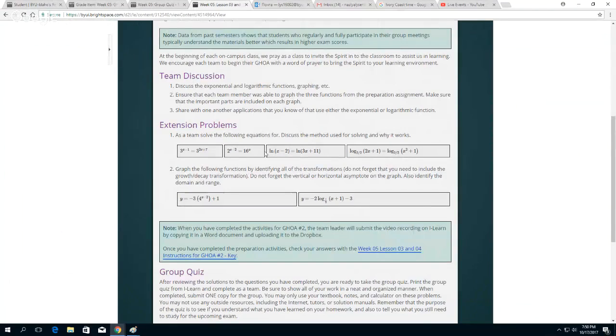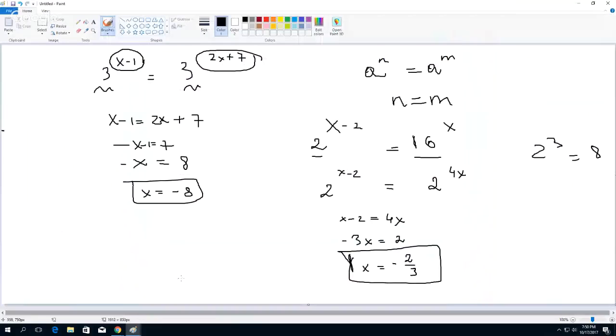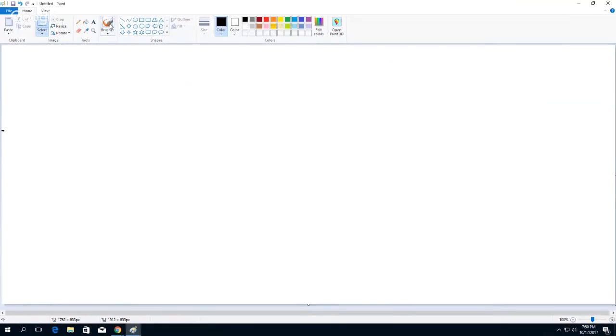Now, let's do the next one then. Okay. So, we have 4 inputs. A, B, C, and D. So we have ln of x minus 2 equals ln of 3x plus 11. So this is kind of similar to what we did there.